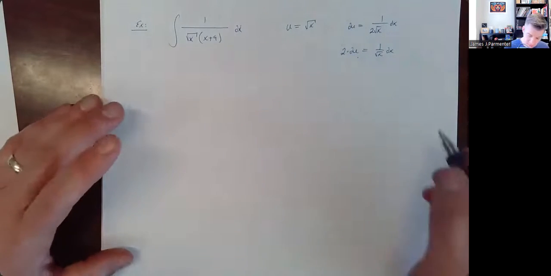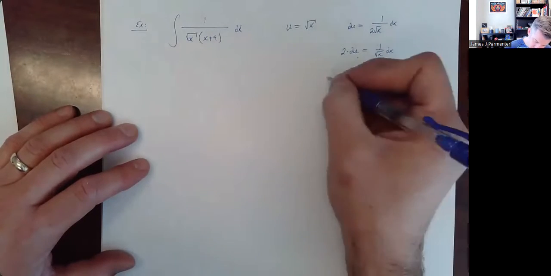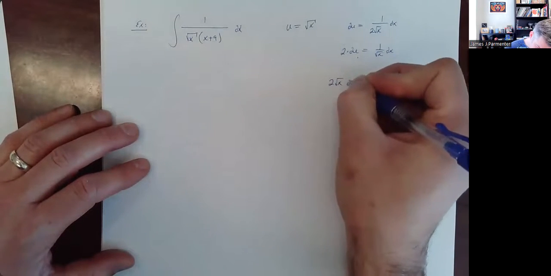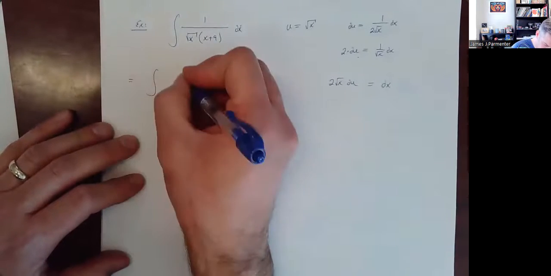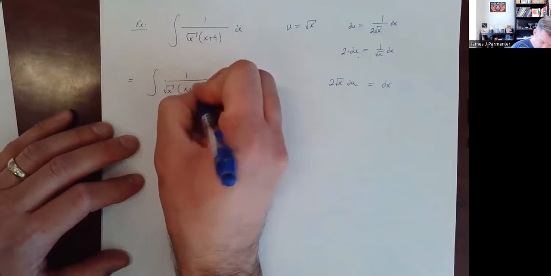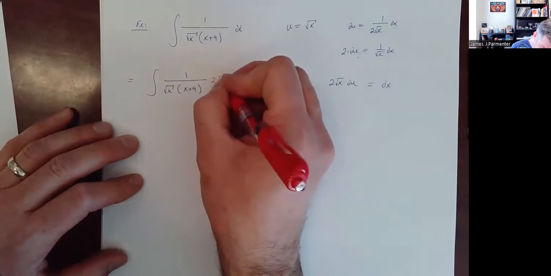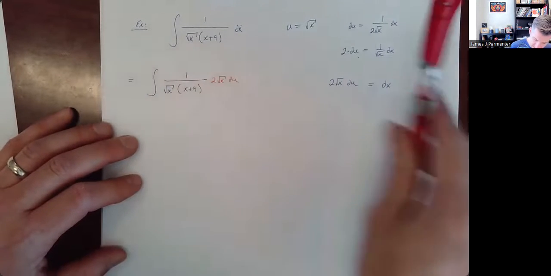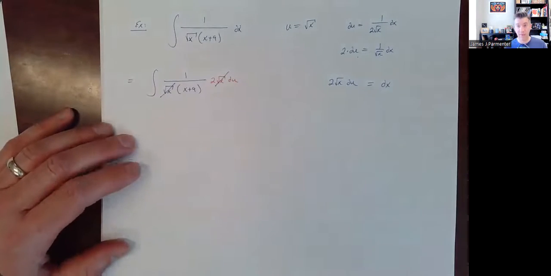You might not like that, though. Some people really prefer to do this thing where they solve for dx and say dx is equal to 2 root x times du. And then they say, okay, I'm going to write my integral as the integral of 1 over root x times x plus 9, and then my dx is 2 root x du. And then this root x here cancels with that root x there. That's also a fine way of doing it.